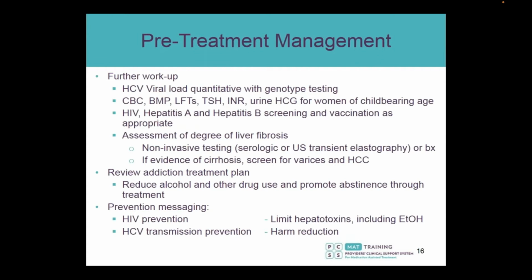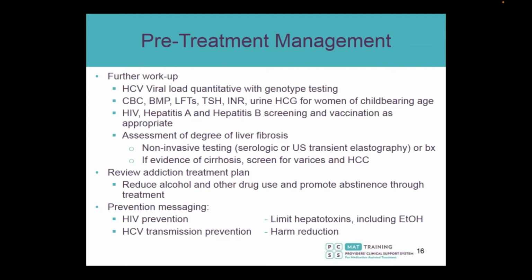So once we've identified a patient with hepatitis C exposure, further workup would be necessary at this point. And again, if you are considering treatment, the following information is helpful. Check the patient's hepatitis C quantitative viral load with genotype testing, which will help determine what treatment regimen the patient would undergo. Check routine laboratories, including CBC, basic metabolic profile, liver function tests, which can be helpful in treatment planning, and thyroid levels. Check the patient's prothrombin time or INR if there are concerns for underlying cirrhosis, and certainly check a urine HCG, human chorionic gonadotropin, for women of childbearing age to rule out pregnancy.